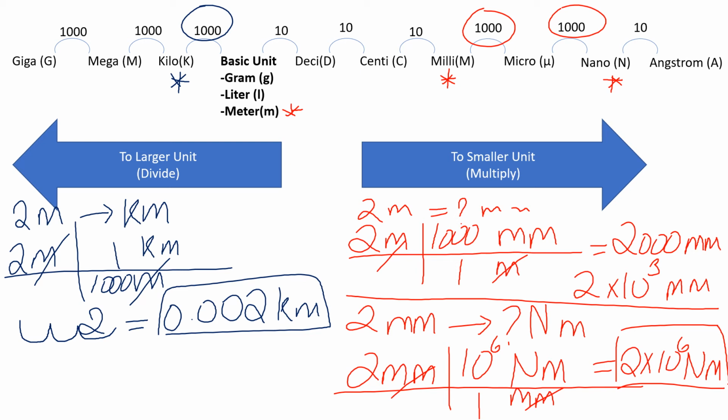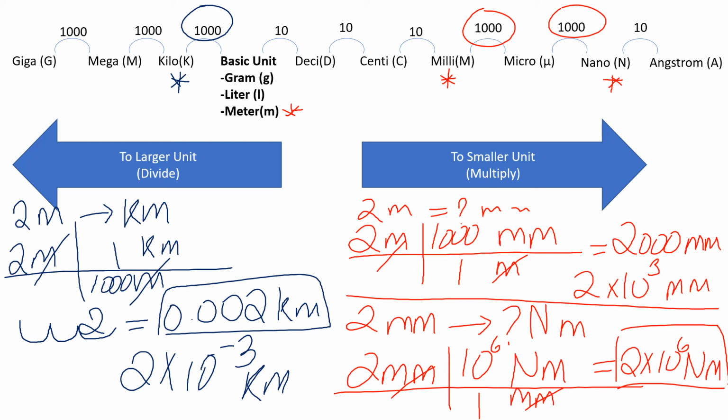Again, you've moved your decimal 3 places towards the left. So how can I write that in terms of scientific notation? You can just say 2 times 10 to the negative 3 kilometers. Negative 3 because you've moved it 3 spots towards the left.